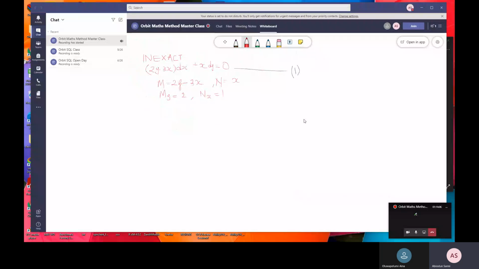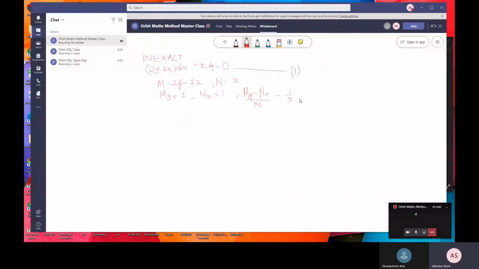So how do you make this exact? You can make it exact using (M_y minus N_x) over N. I can't use it over M because if I do M_y minus N_x, which is 1, and divide by M, it doesn't simplify because I'm going to have a function of x and y. But if I divide over N, I'm going to have a function of x. So I'm going to use M_y minus N_x over N, and that's going to give me 1 over x.